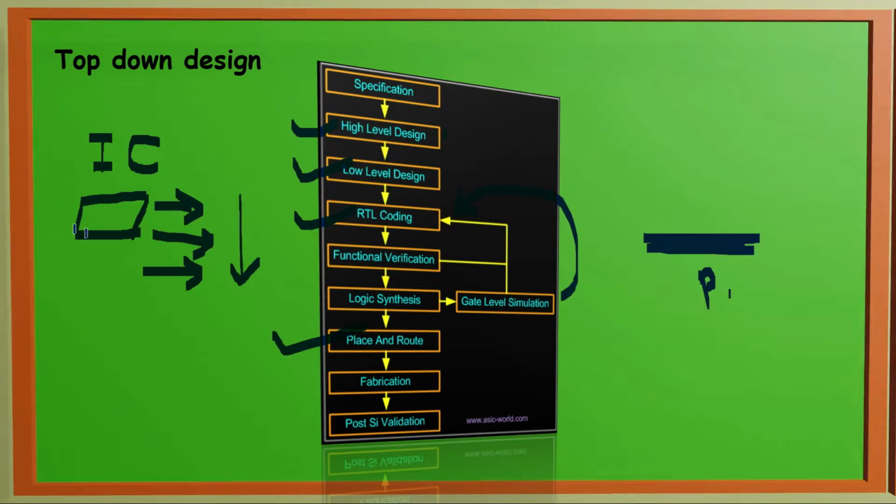That means I have a design. I want it on an IC. On this IC I want to place my design. So I will place it on it and I will give the routes. Once it is perfect, then we will go for the fabrication. And once fabrication is done, again we have to validate it. We have to check sample ICs whether they are doing the desired operation or not. This is how the top-down design model works.